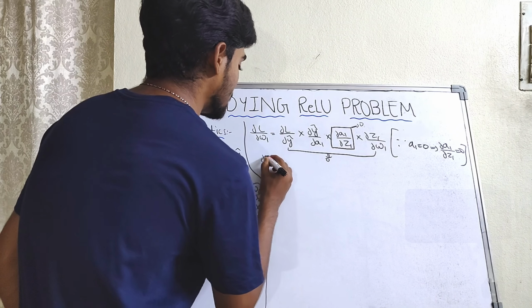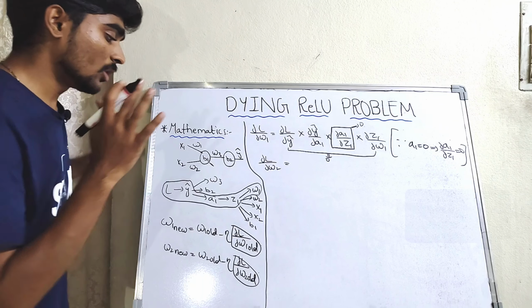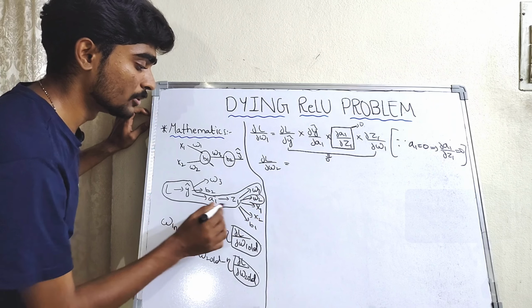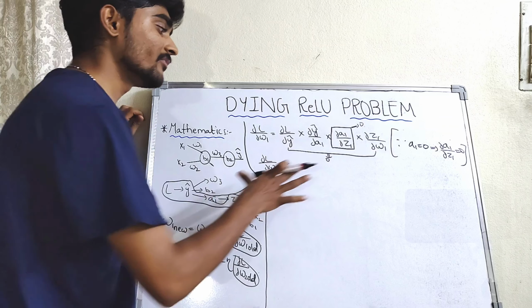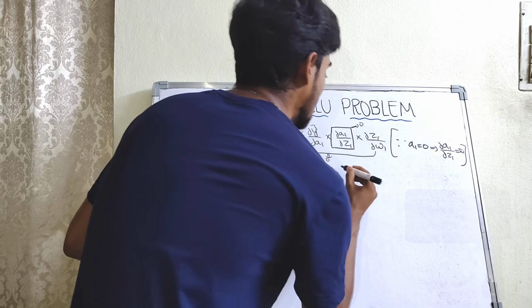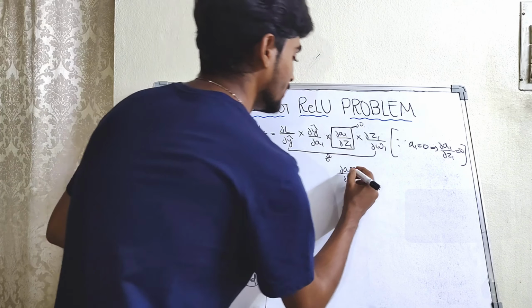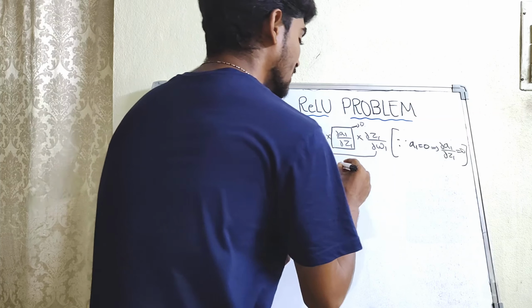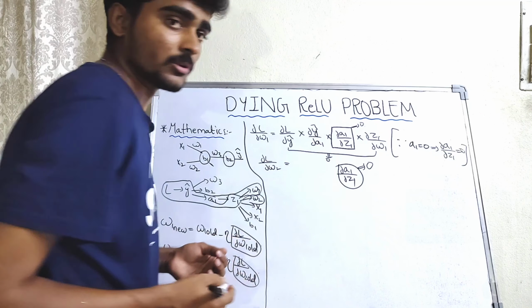Similarly with respect to dou L by dou W2 as well. When I consider dou L by dou W2, excluding W1, this entire thing will be my path. Similarly, when I write this expansion, I get dou A1 by dou Z1, which will also be equal to 0.